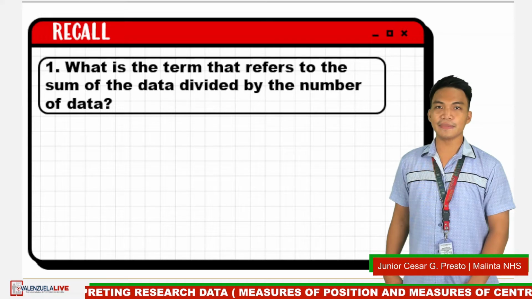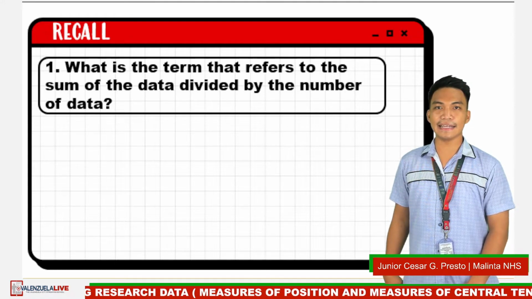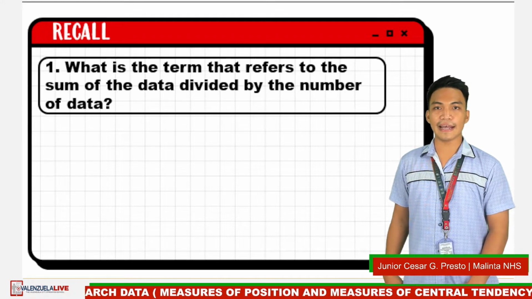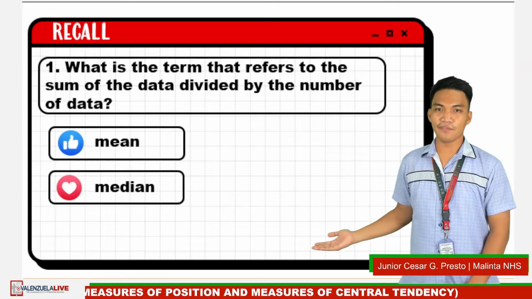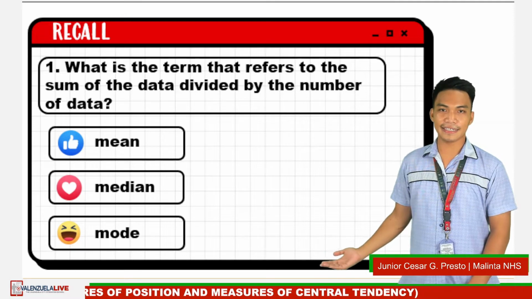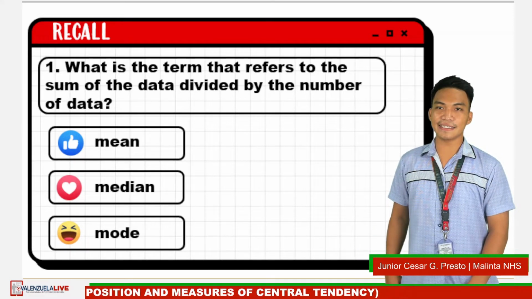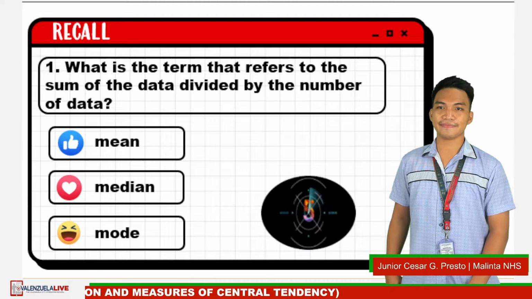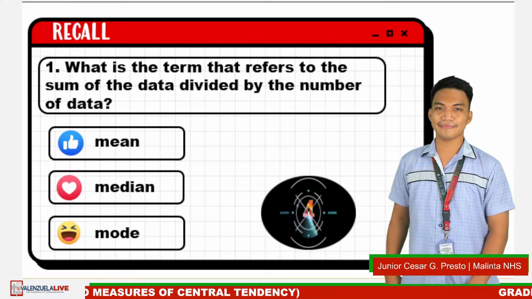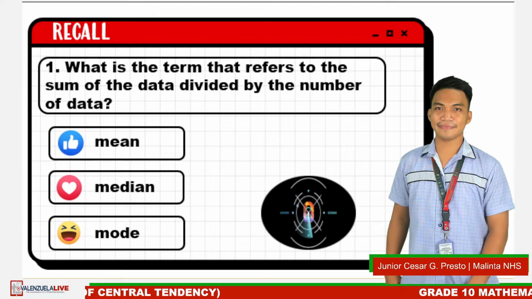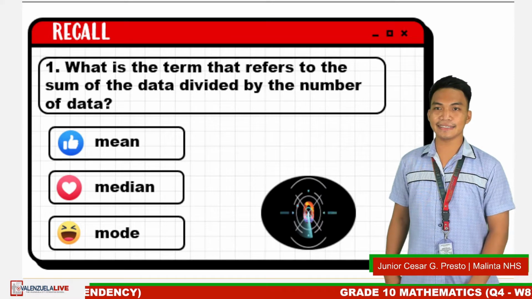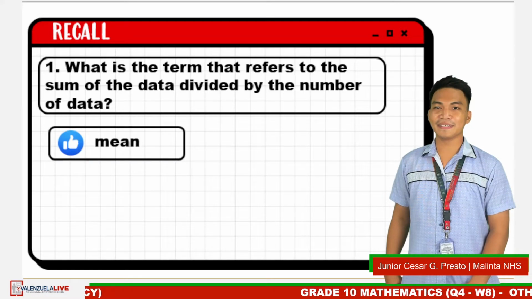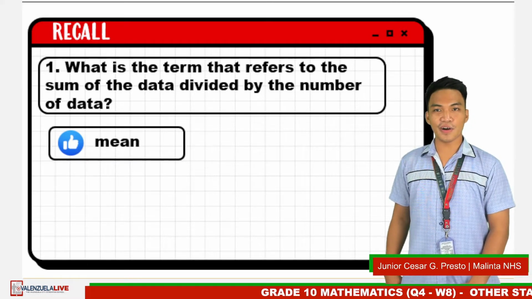What is the term that refers to the sum of the data divided by the number of data? Is it like, love, or haha? You've got 5 seconds. Go. Alright, time is up. If you reacted like, good job. You're right. Let's move on to number 2.